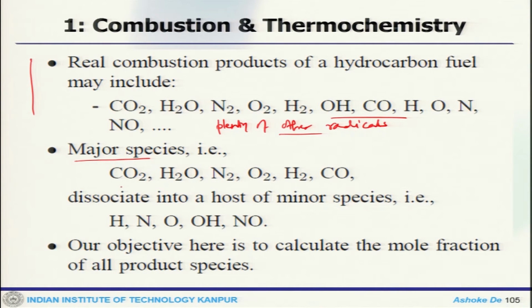Major species are like CO2, H2O, N2, O2, H2, CO, and there are minor species like the radicals H, N, O, OH, NO. So, what we want to do here is calculate the mole fraction of all product species. That means, if your combustion product contains both major and minor species, then we can evaluate that.